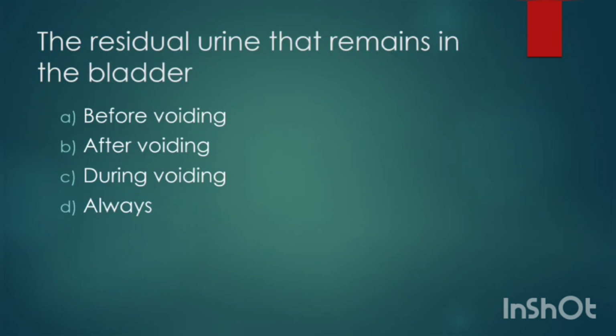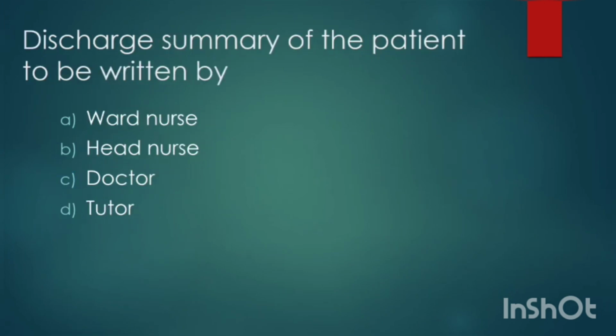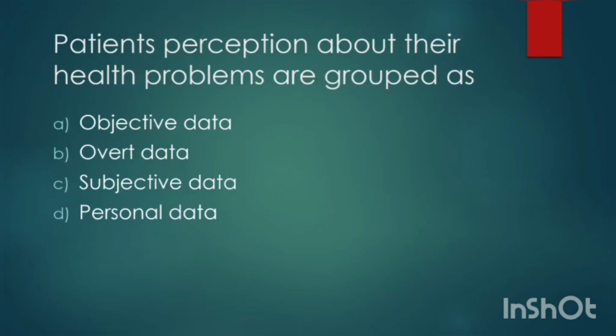The residual urine that remains in the bladder means the urine that is remaining after the voiding. Once the patient has already passed urine, after voiding the urine, however much urine is left in the bladder is called as the residual urine. Discharge summary of the patient is to be written always by a doctor. Patients' perception about their health problems are grouped as the subjective data.